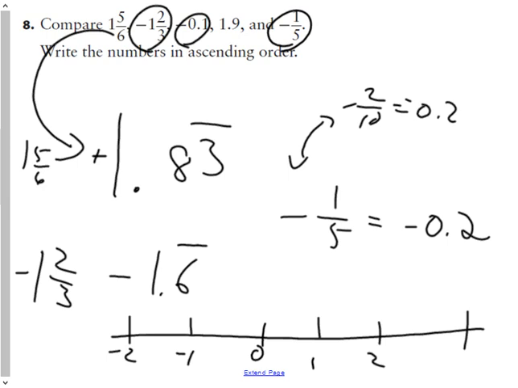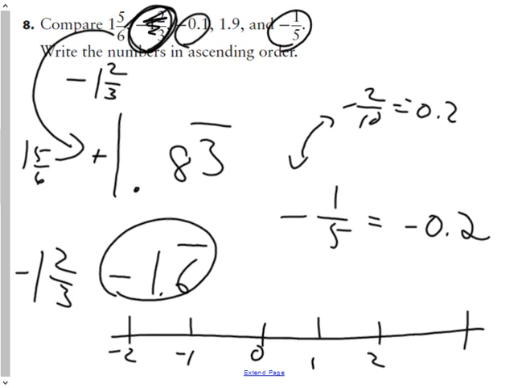So -1.6 repeating, -0.1, and so this is my smallest right here. So that's going to be my smallest. I'm going to put -1 2/3 as my smallest. I'm going to cross it out. Then looking at the other ones, this one is -0.1. This is -0.2. Remember, the farther it is from 0, the smaller it is. So this one would be here, and this one would be here.